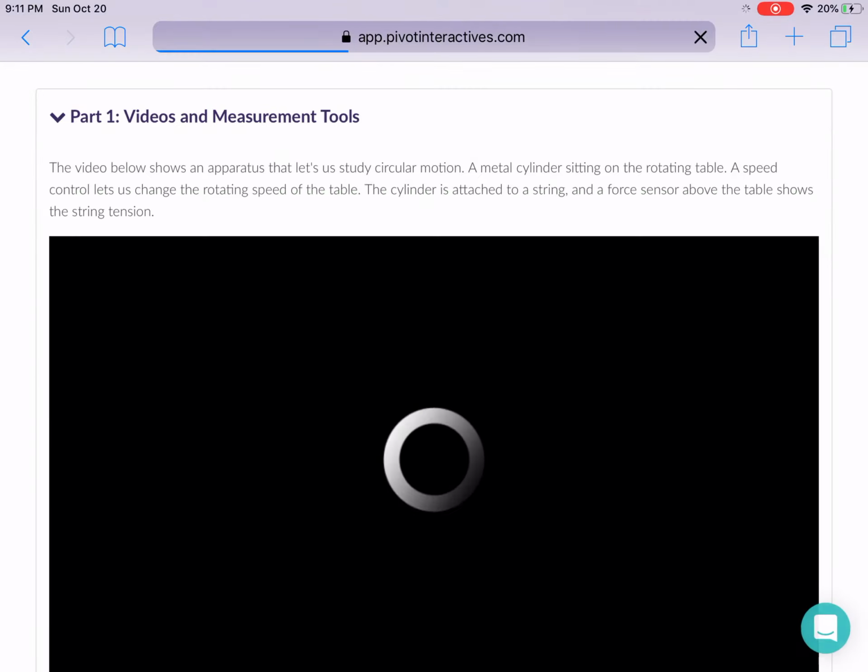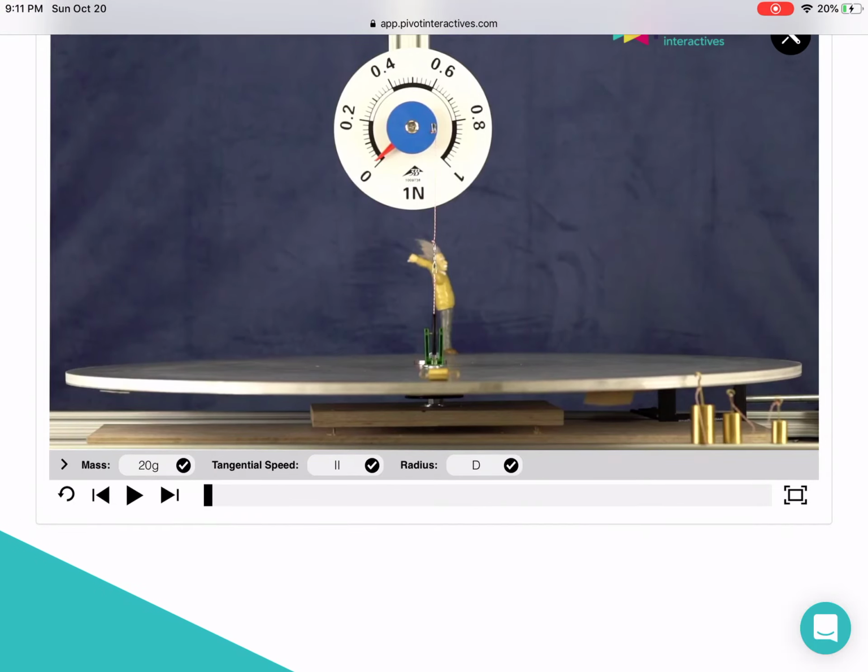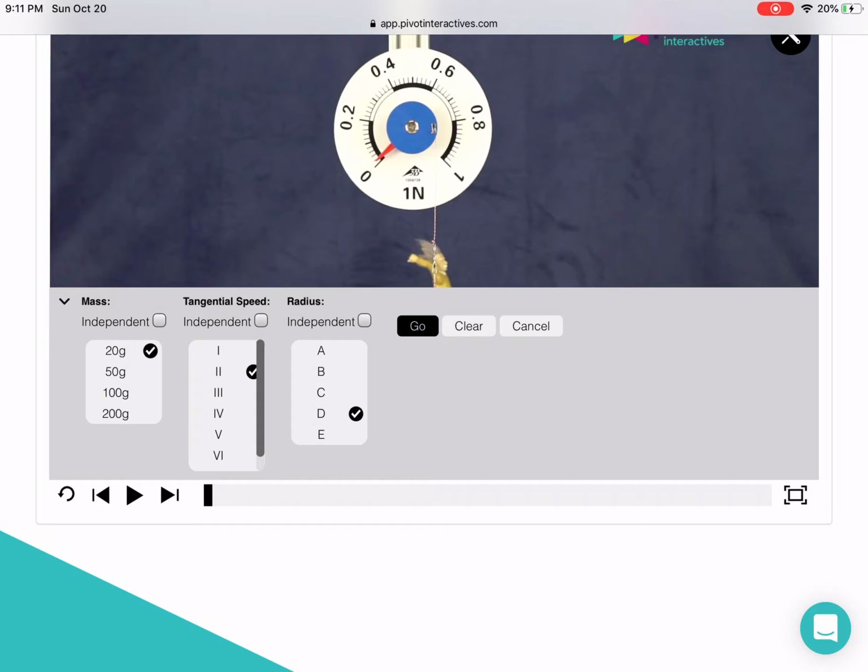Okay, so here is our lab on Pivot. I assigned this to you. The codes are on Canvas under important course information if for some reason you weren't here the day that we did that. So this is what you're going to see. You're going to want to hit this little caret and choose whichever mass you're supposed to be using. And then you're going to want to choose the speed.